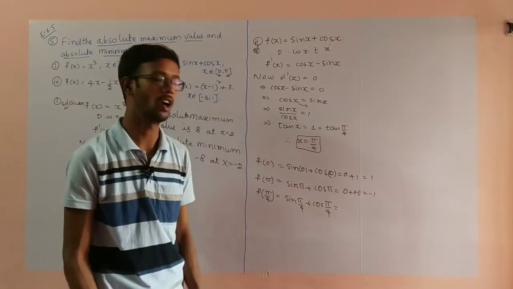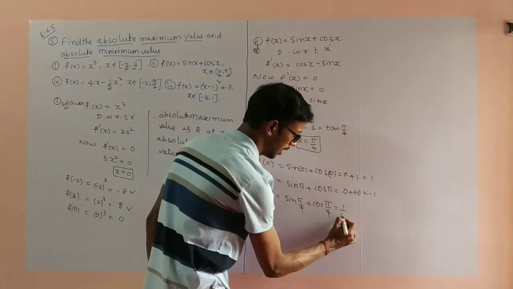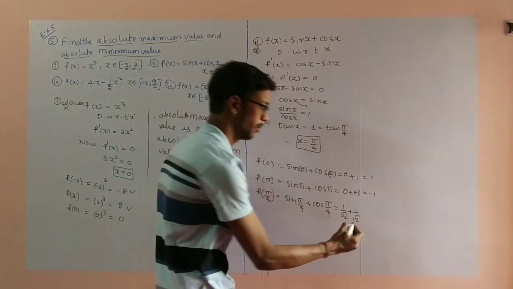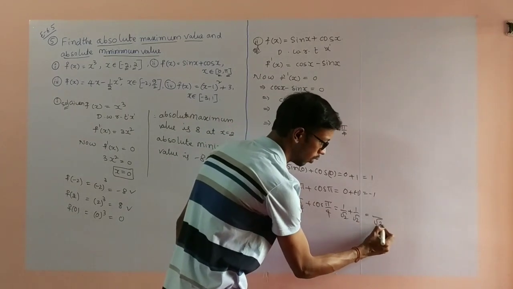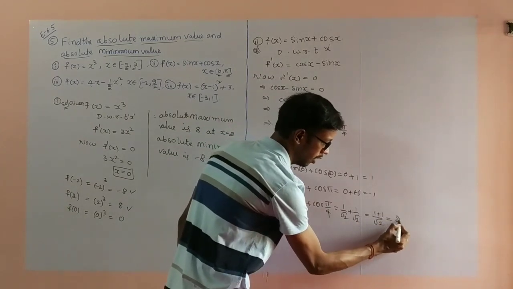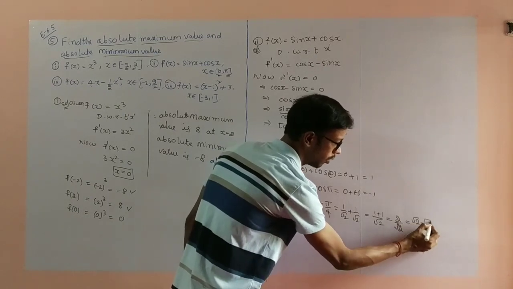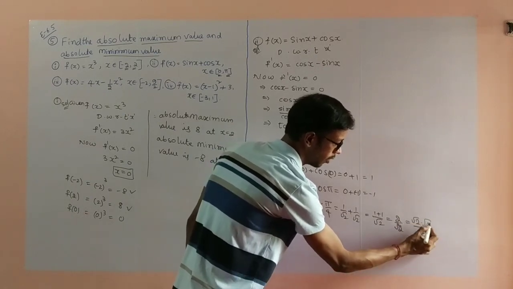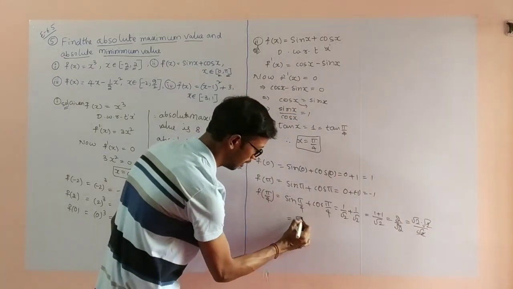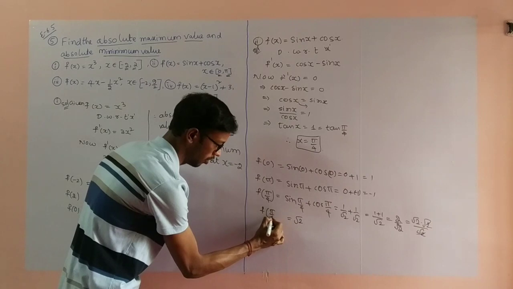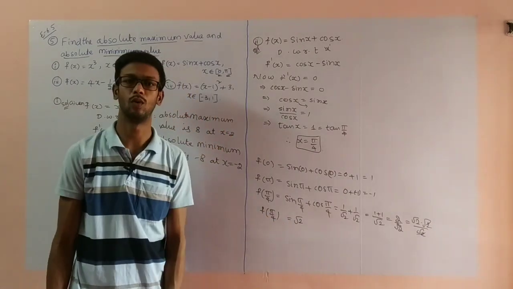Sin 45 degrees is 1 by root 2 plus 1 by root 2. If you take the LCM, that is 1 plus 1, 2 by root 2. Root 2 into root 2 by root 2, cancel. This value is root 2. F of pi by 4 value is root 2.